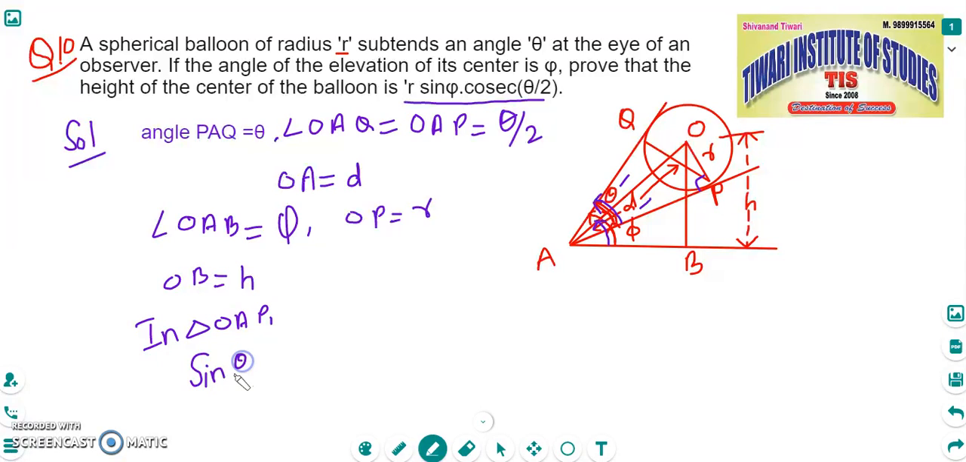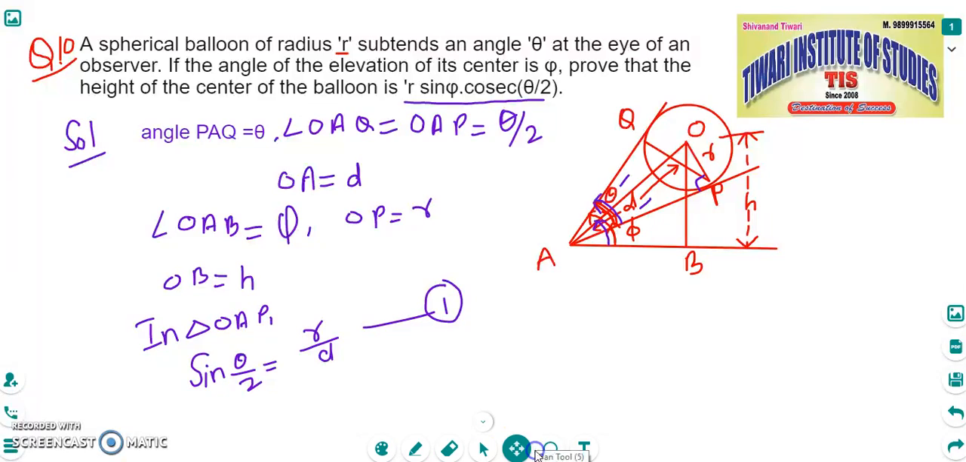So sine theta by 2 will be equal, that means this angle in this triangle OAP I am talking about, will be the perpendicular, that is R, over the hypotenuse, that is OA, that is D. So just take it as equation number 1. Let it stay as it is, because it will be reduced in the next step.